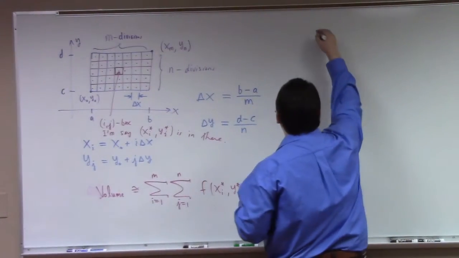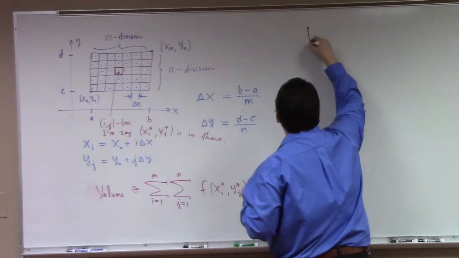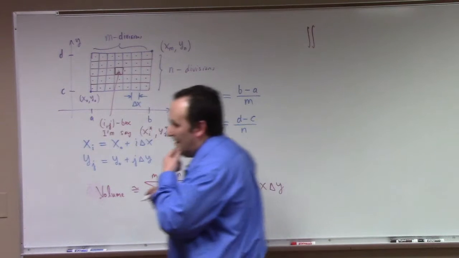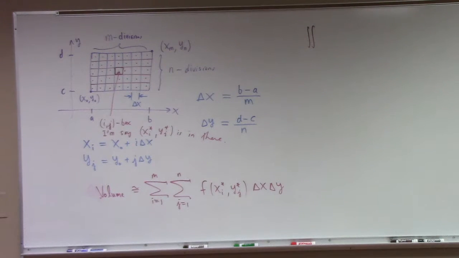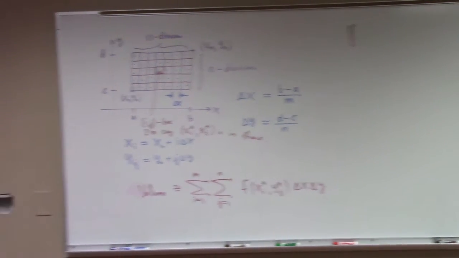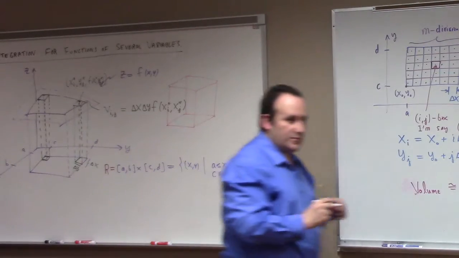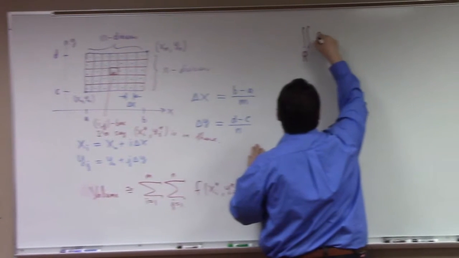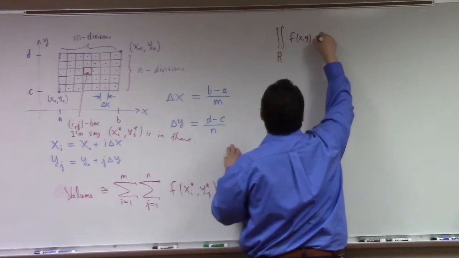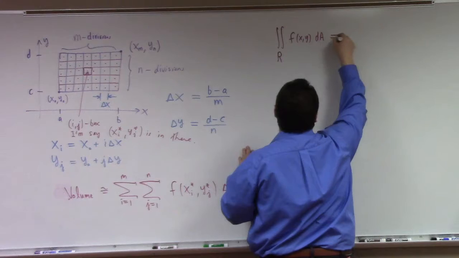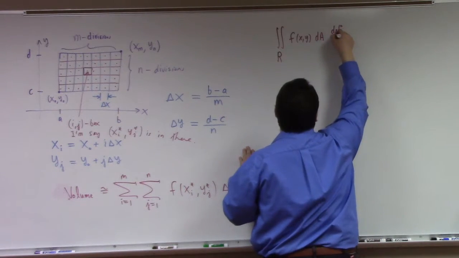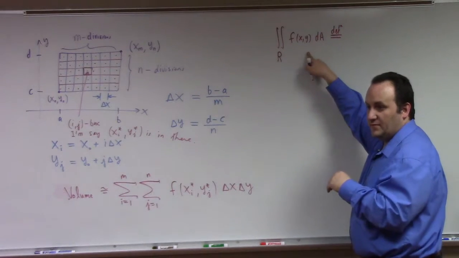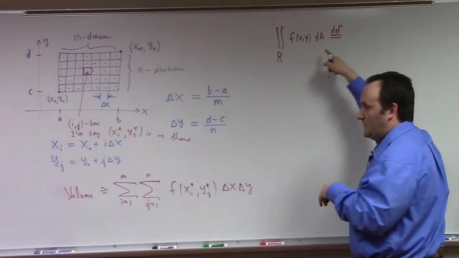This volume, we write a symbol. It's defined to be the double integral over, and I need to give this thing a name. We're going to call this region R. All right, so the double integral over the region R of f of x comma y dA is by definition, so what I'm saying is that this symbol denotes the signed volume under the graph of f restricted to R, really.